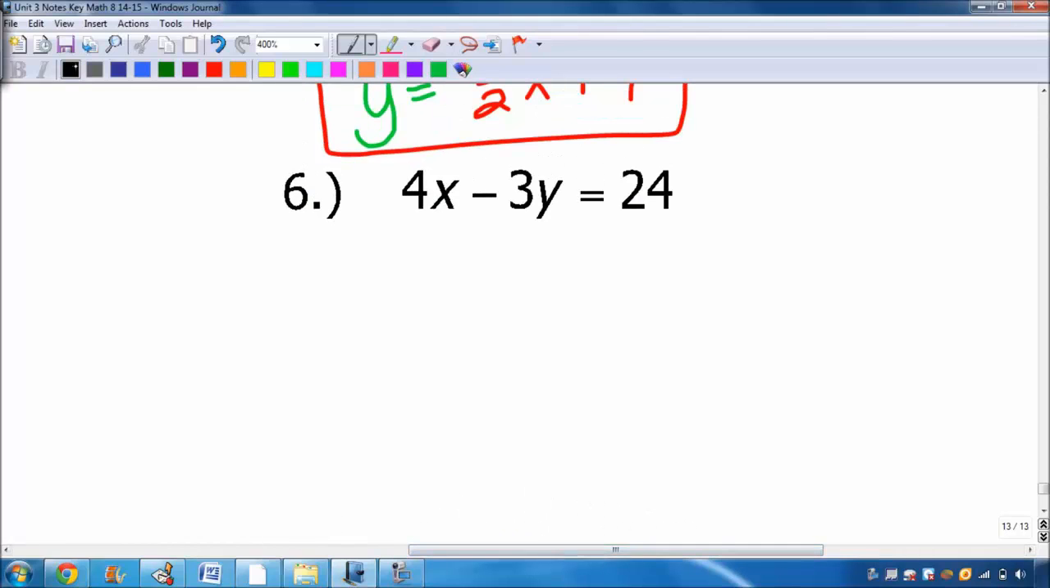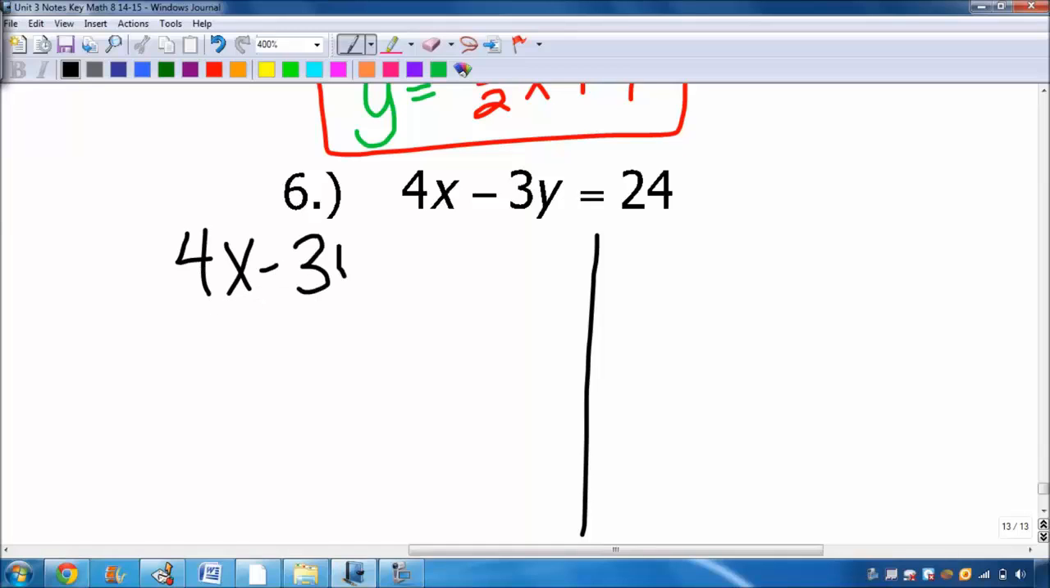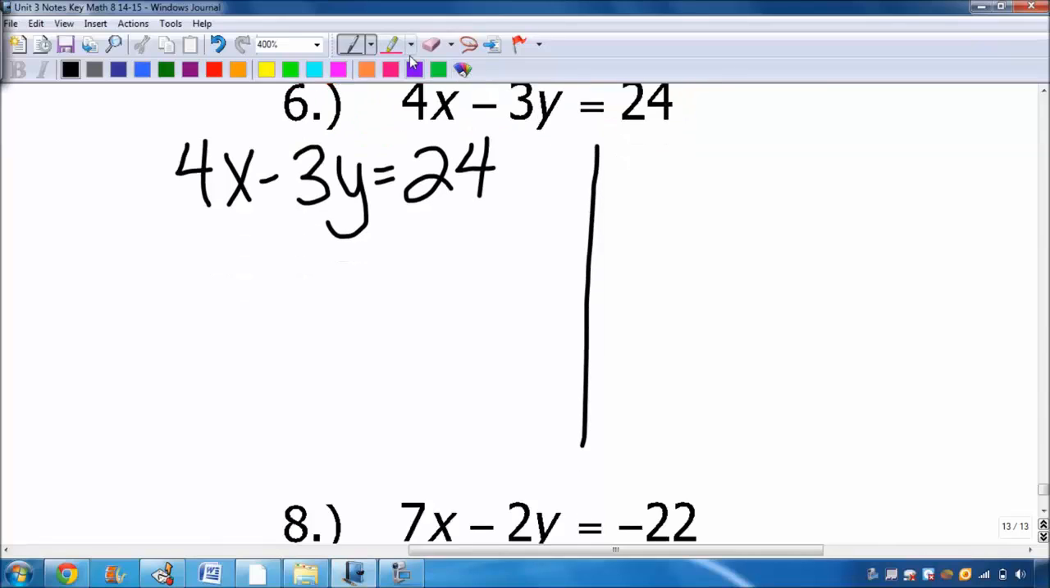Again, we're going to solve this 2 different ways, okay? Please make sure you get both ways down. This is very similar. So for this one right here, I'm going to get rid of the 4x first. To get rid of it, I'm going to subtract 4x from both sides.